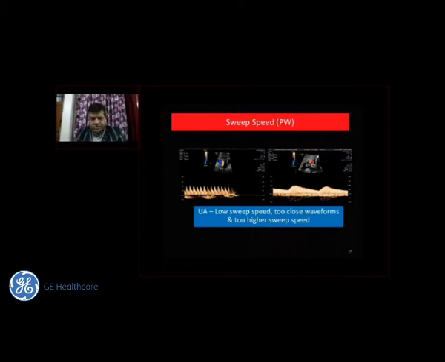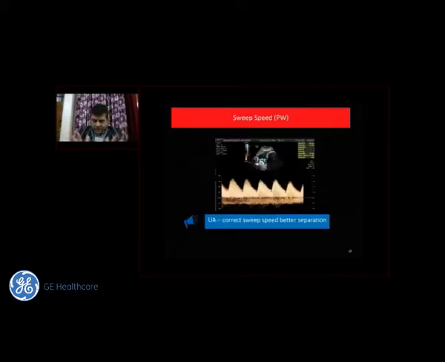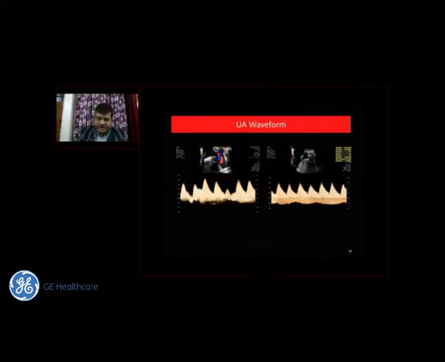The sweep speed, very quickly, I'll tell you that the image on your left side is a very, very low speed because there are too many waves which are getting crowded. And on the image on your right side, the sweep speed is too fast, which means that the waves are really traveling very fast and you can see only one or two waves in one frame. The sweep speed should be appropriate, in which you can see 3, 4, or maybe 5 waveforms, which will give you a good assessment of the systolic and the diastolic phases, and that should be taken care of.